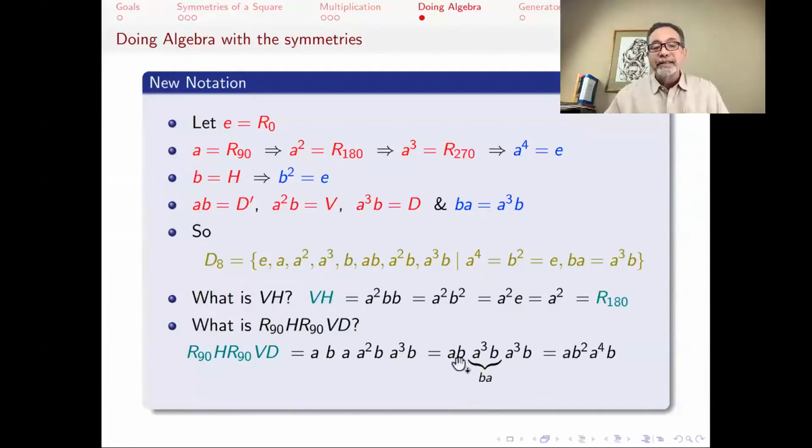And so B times B becomes B squared and A times A cubed becomes A to the fourth. And so I get AB squared A to the fourth B. But what's B squared? That's E. What's A to the fourth? That's E. And multiplying by E doesn't change anything. So what I have is AB, which is D prime. And so again, I was able to do R90, H, R90, V, D without any geometry and just using algebra, which is one of the advantages of algebra.